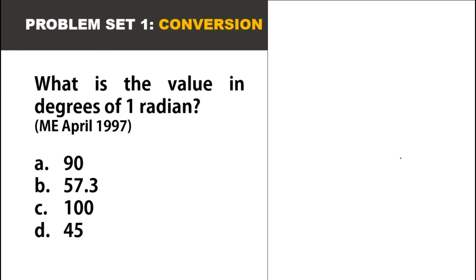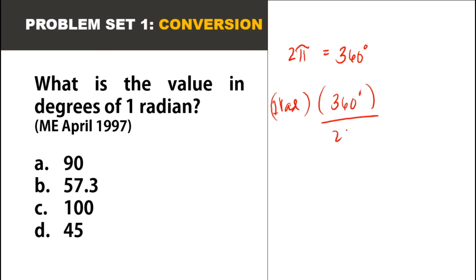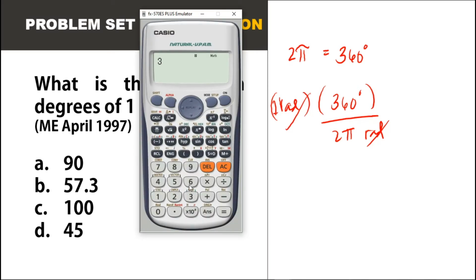What is the value in degrees of 1 radian? We have the conversion. So we have 2 pi, that is 360 degrees. So that is 1 revolution. So we have 1 radian. So we have 1 rad, we have 360 degrees per 2 pi rad. So we have 360 degrees divided by 2 pi. You have 360 divided by 2 pi.